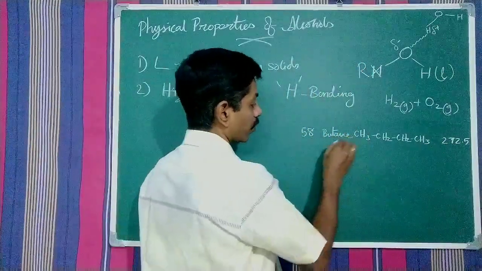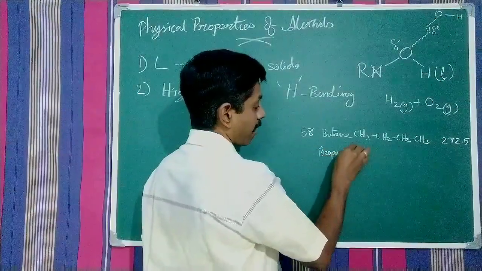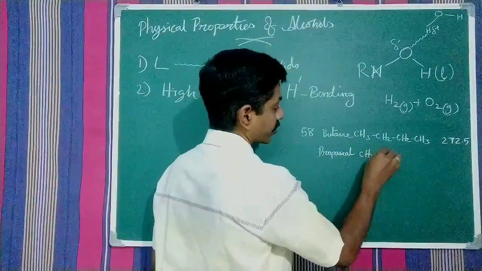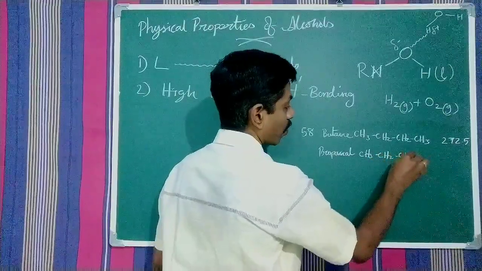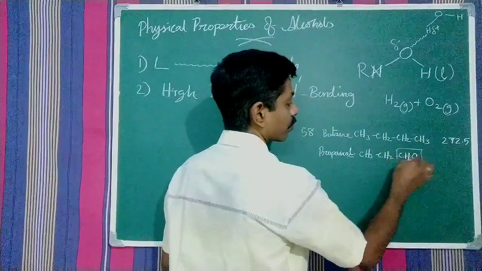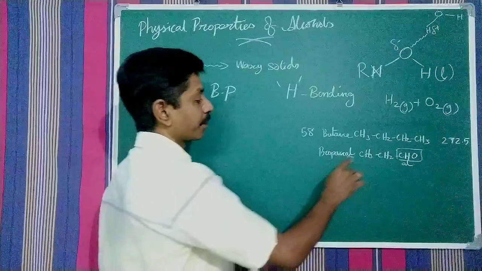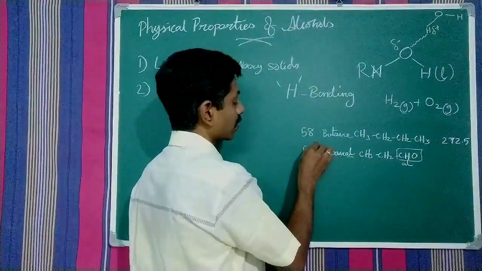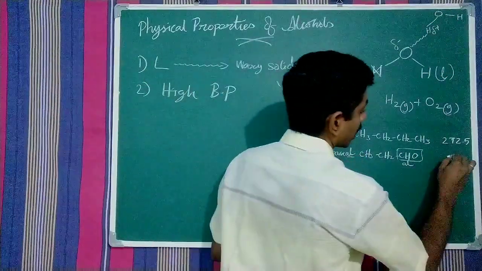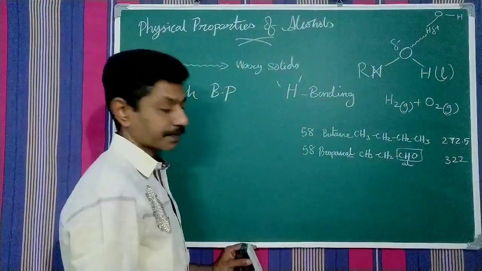Similarly, I go for one more molecule, it is propanal. Propanal is having CH3, CH2, CHO. The reason why I am adding the A here, this is an aldehyde group. Aldehyde starts with the A. So this is one propanal. And this molecule also, the molecular mass is 58 and it is showing 322 as a boiling point.